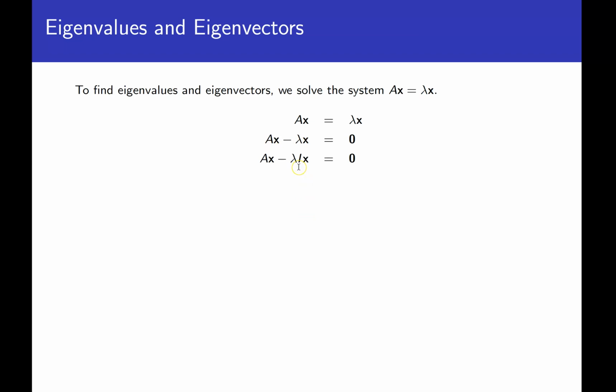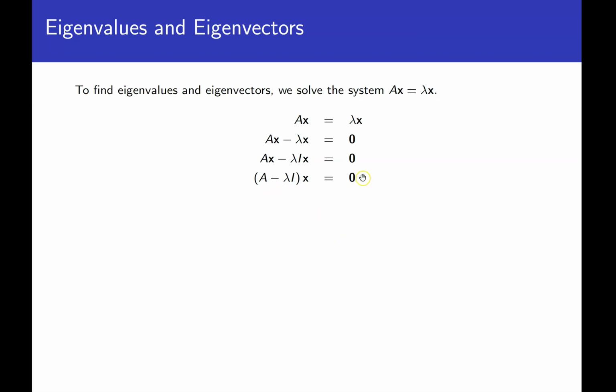And I'm going to stick in the identity matrix right in there. So I've got A times x minus lambda I times x, still equal to the 0 vector on the right-hand side. The advantage of this is now I can actually factor out the x to get a matrix that's left over. And I get A minus lambda I times that x equals 0. So this is what I'm interested in solving. This looks like a familiar thing that we've solved before.